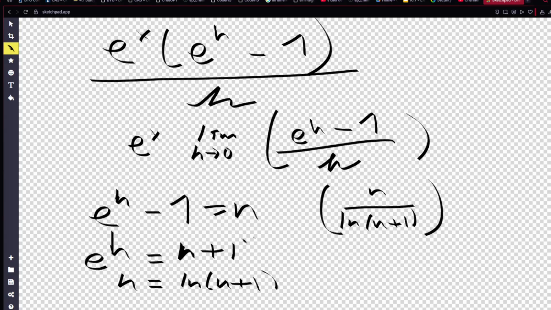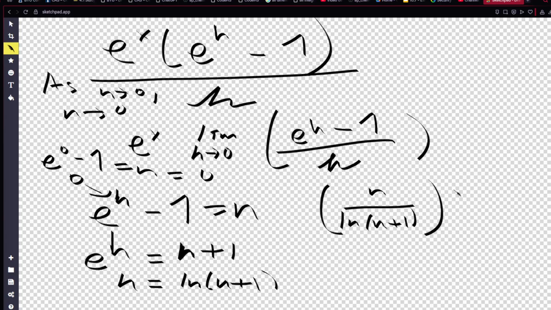Now we're going to realize something. As h approaches 0, n approaches 0. Because as h is going closer to 0, we can direct substitute in here to get e^0 - 1 = n, which is equal to 0. So as h approaches 0, so does n approach 0. That means this entire top term is approaching 0.